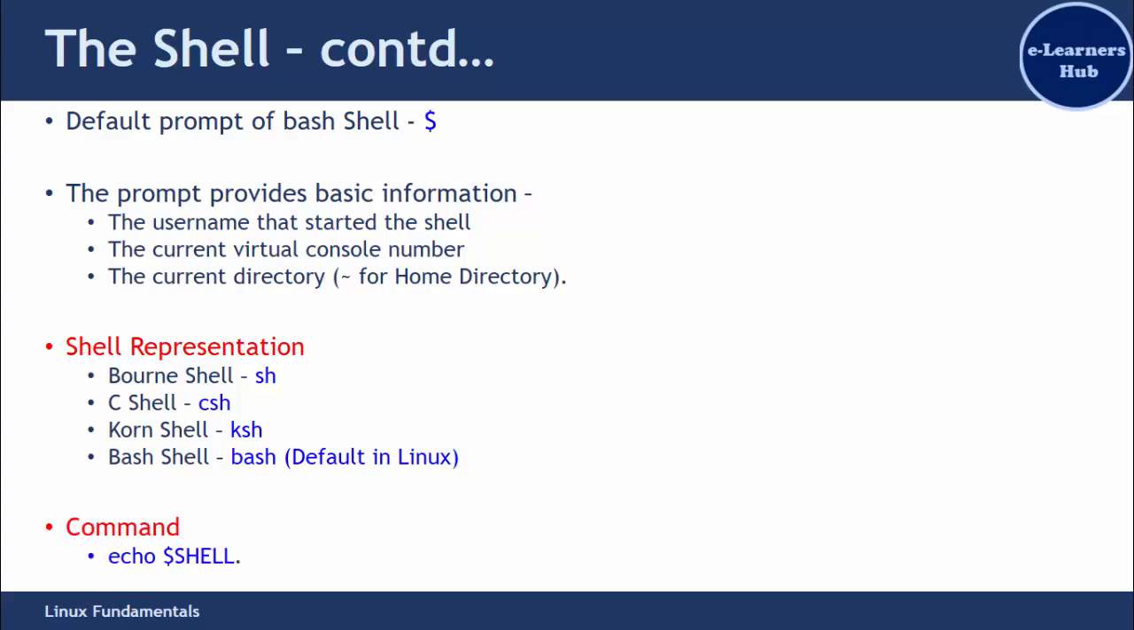If you want to see which shell you are using, you can type the following command: echo $SHELL, with SHELL in all capital letters. It gives you the shell that you are using. So on the command prompt, when you type echo $SHELL in all capital letters, you will see the shell that you are using. Let's see how it appears.